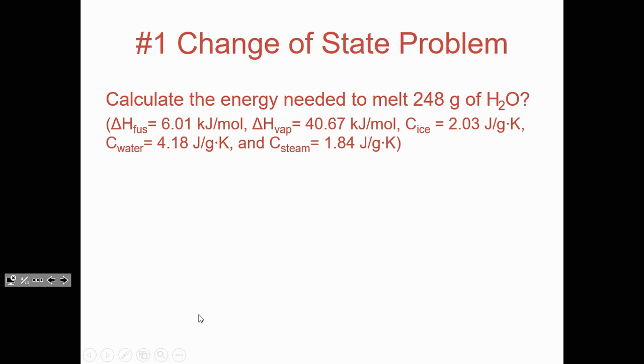So here's an example of doing one of these change of state problems. Calculate the energy needed to melt 248 grams of H2O. All we're doing is melting it, so it must be at 0 degrees Celsius. We don't have to warm it up. We're just going to melt it into its liquid form.